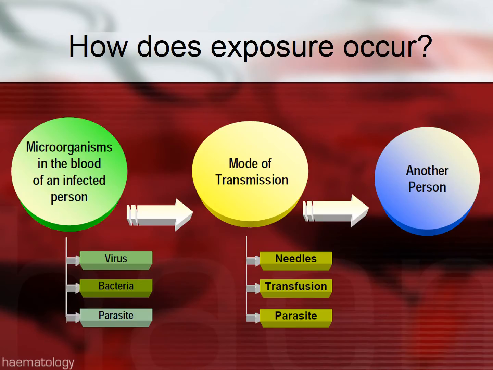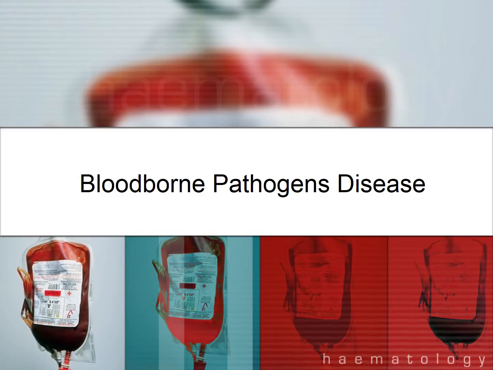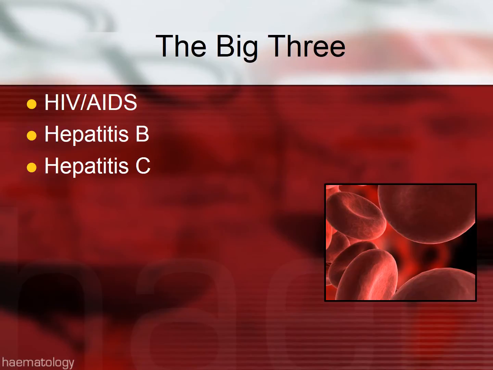So how does it occur? When we start looking at it, obviously there's going to be a person who's infected in some shape or form, and it's going to have to be actually transmitted one way or the other to another person, and that's pretty much what we're going to be talking about, and we're trying to break the mold here at the mode of transmission. Okay, so the big three that we're going to be talking about mainly is going to be HIV, AIDS, and then hepatitis B and hepatitis C.